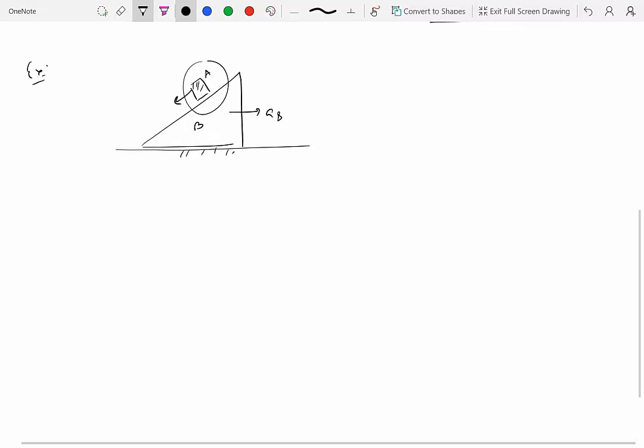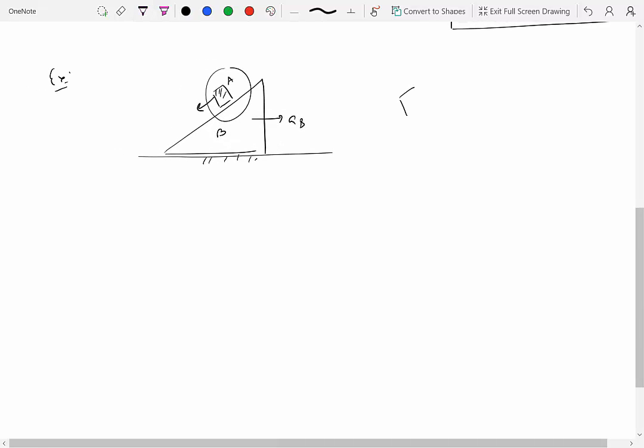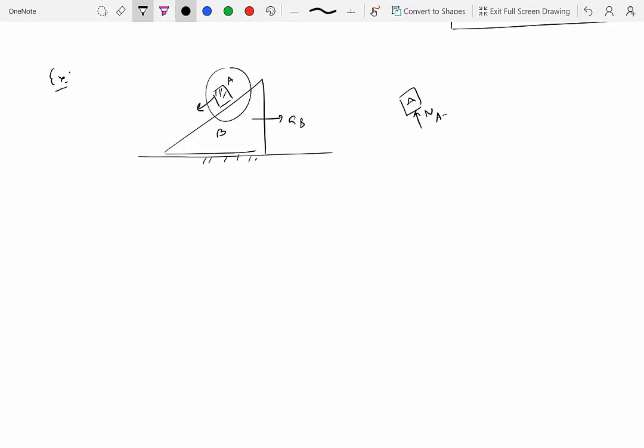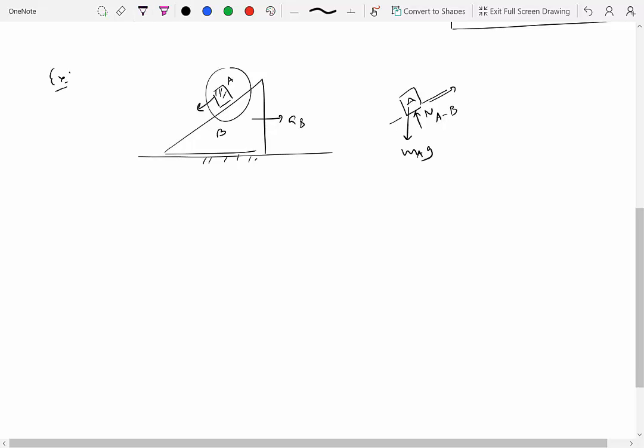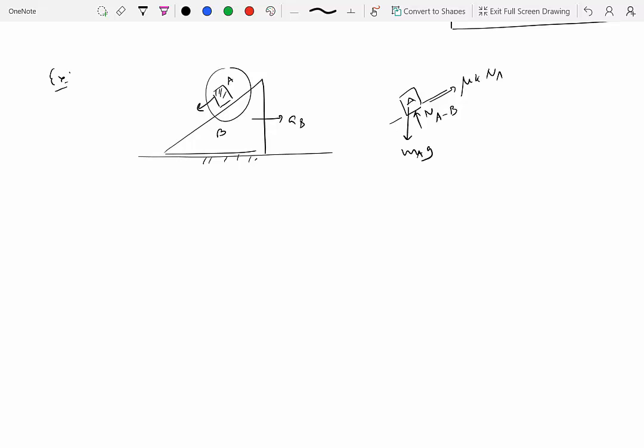Okay, so to do the analysis on A, you know that you have to draw a free body diagram, right? So you will show the normal reaction from B on A, we'll call it NA-B, to indicate that's an interaction between A and B that is giving rise to this normal reaction, and this normal reaction is of course perpendicular to the direction of the incline. And then you have the weight of A, MA times G, and let's say there is some friction between the two surfaces, so you also have mu K times NA-B. So that's your kinetic friction force, because we know for sure that there is sliding happening between A and B.